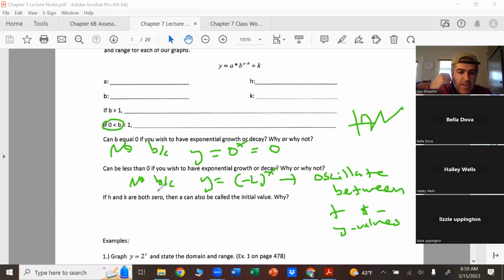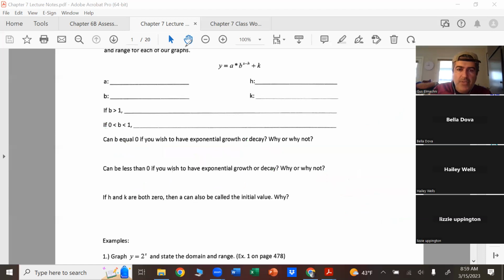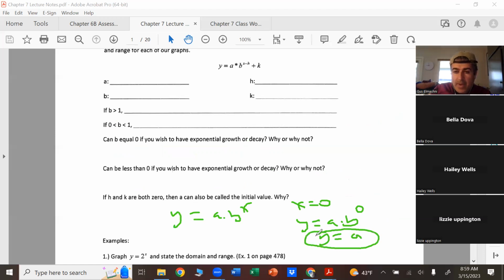It's fine. Now if h and k are both 0, then a can be called the initial value. I already said that. The reason is that if h and k are both 0, you have y equals a times b to the x power. If x were 0, you get y equals a times b to the 0 power. Anything to the 0 power is 1, so you get y equals a. And do remember that for exponents, anything raised to the 0 power is always 1.